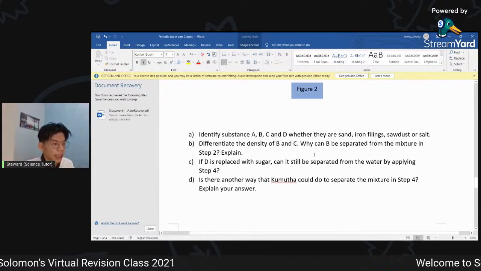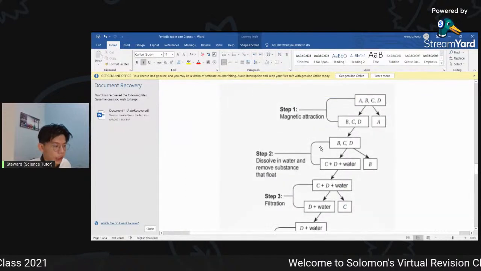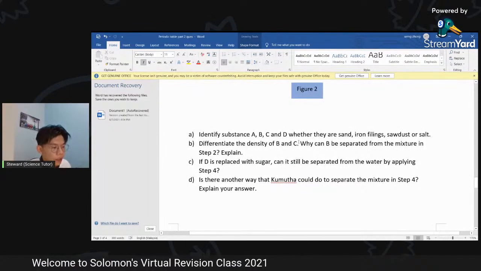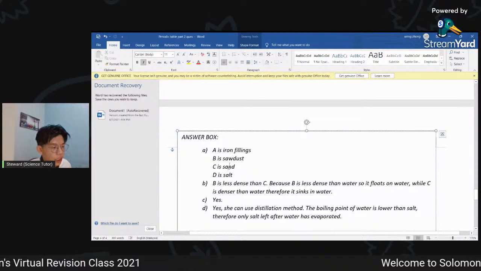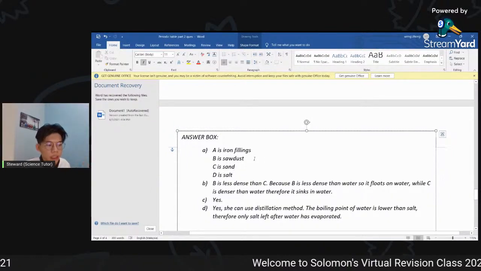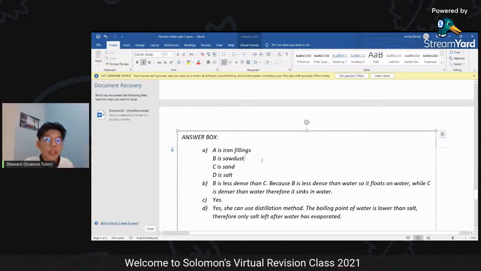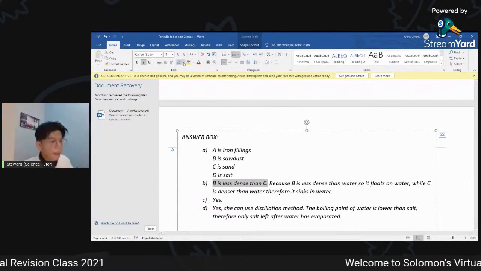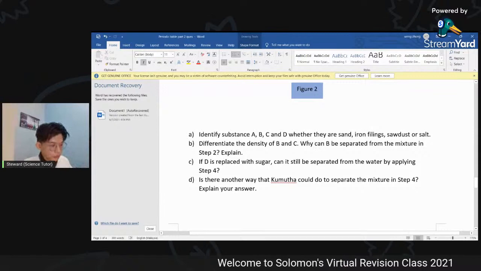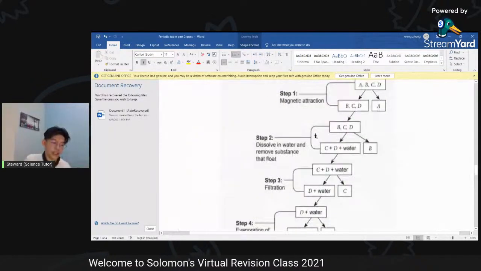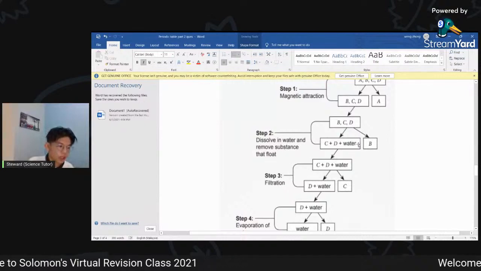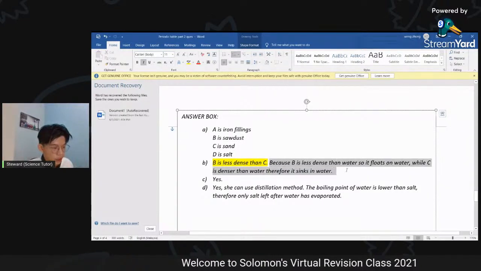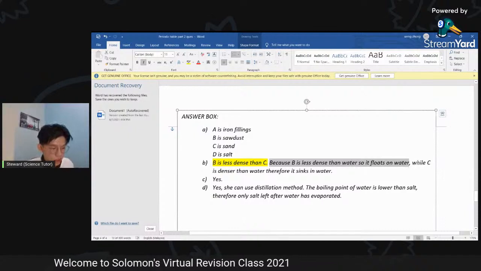Okay, density between B and C. Why can B separated from the mixture in step 2? Okay, kenapa B boleh separate? Alright, so kita jawab. Kalau density, B ni sawdust, C ni sand. Maksudnya sand dia lebih berat kan, sebab tu dia tenggelam dekat air kan. Sawdust dia float, maksudnya dia lebih lower density lah, lebih ringan kan. So maksudnya B is less dense than C. Okay, lepas tu dia nak apa? Dia nak why can B separated from the mixture in step 2. Explain. Kenapa B boleh separated dengan water? Kenapa dia boleh float? Okay, kita explain. Okay, sebab B ialah sawdust kan. Okay, because B is less dense than water, so it floats on water.